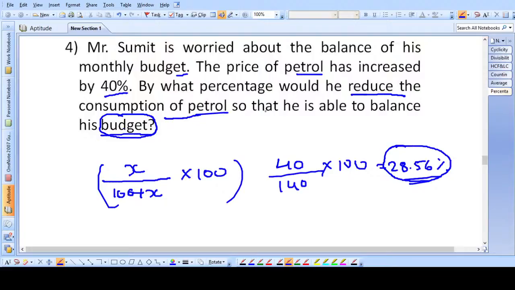By this much percent, if the petrol consumption is reduced, then the budget will be balanced. The same budget, if you are not increasing the budget, then how much consumption are you reducing, because the price of petrol has been increased by 40%. What will be the impact? You have to reduce the consumption in order to have your monthly budget remain constant.